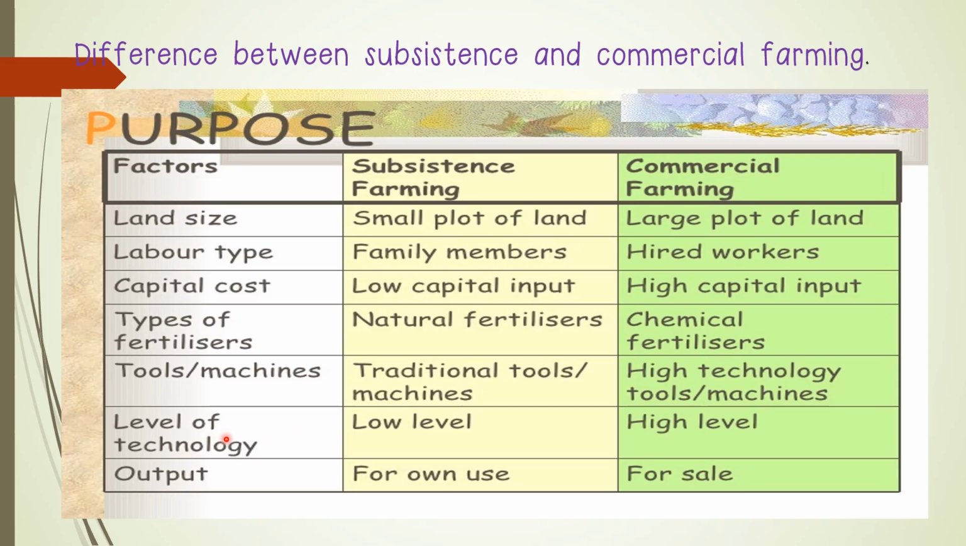Then we have our level of technology. Now, in a subsistence farm, you have a low level of technology. So technology will refer to the type of machinery that you are using. So obviously in a subsistence farm, you don't need high levels of technology because you are only dealing with a small plot of land and you are not selling it to different companies where you need to be maybe in contact with them.